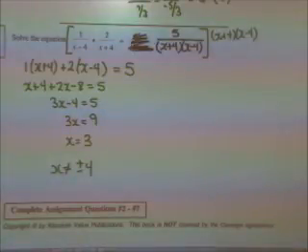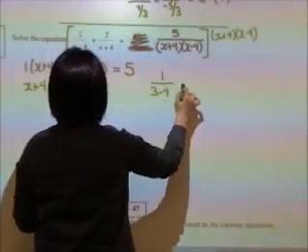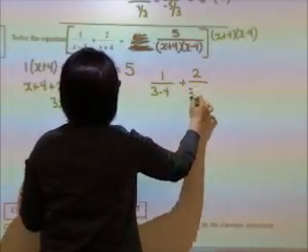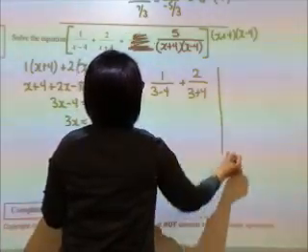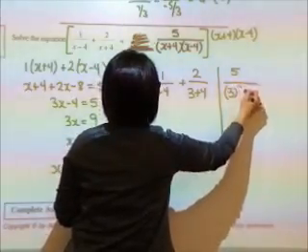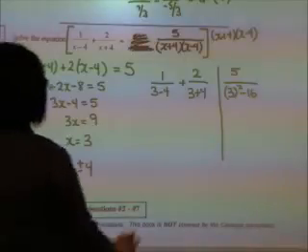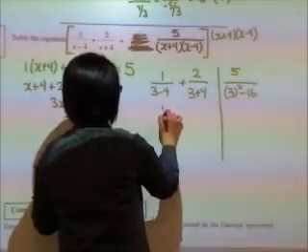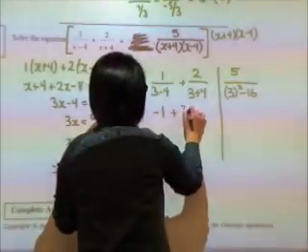Now I go through and I double check. 1 over 3 minus 4 plus 2 over 3 plus 4 has to equal 5 over x squared, so 3 squared minus 16. What's 3 minus 4? Negative 1. So 1 over negative 1 would just be negative 1. Plus 2 sevenths.